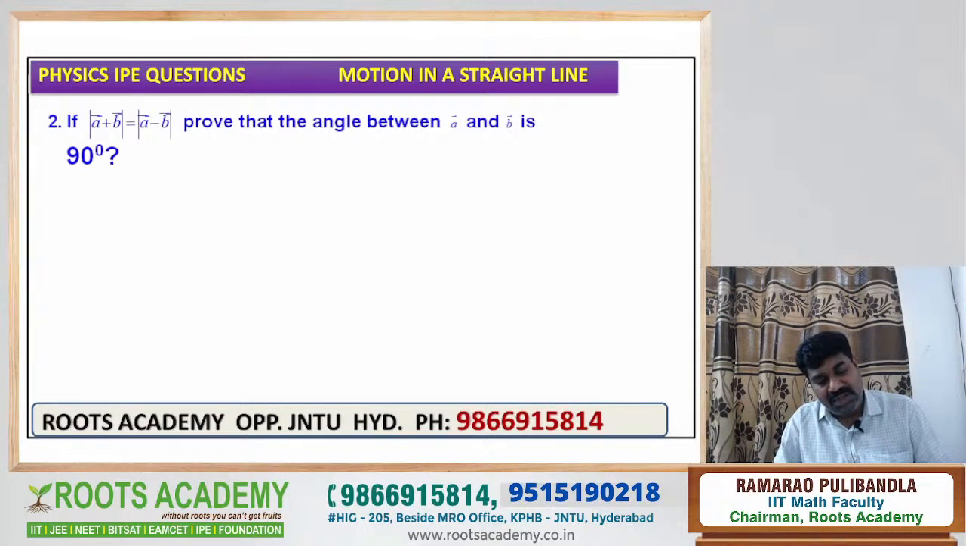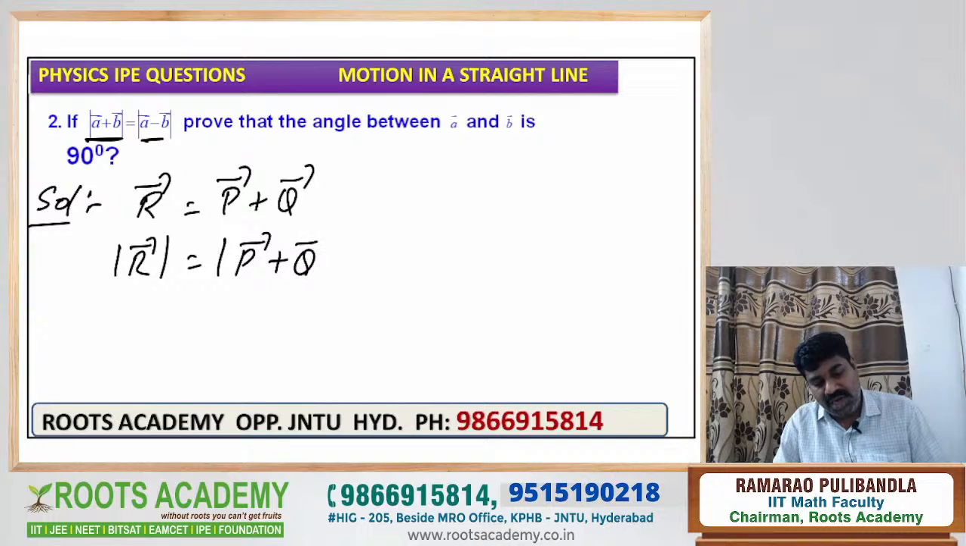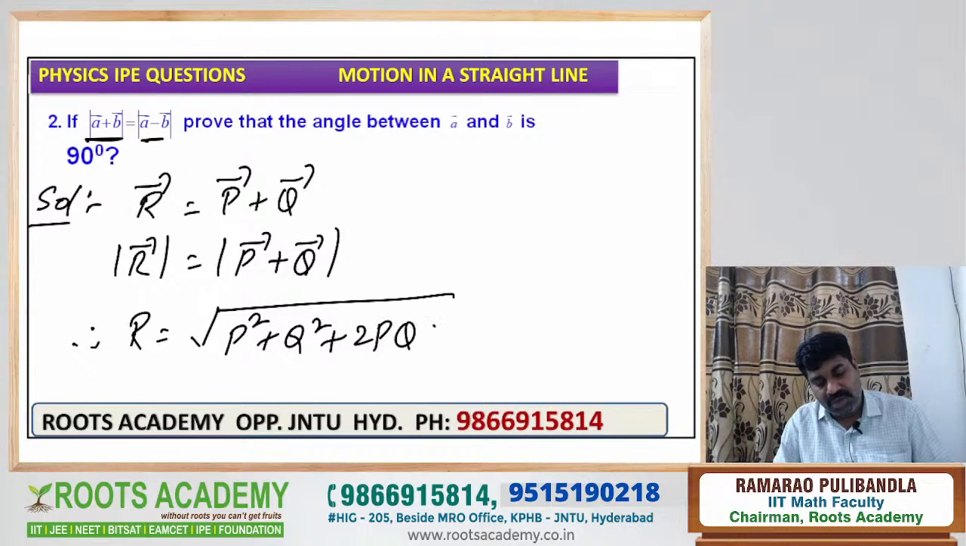R is equal to, what is the formula? The resultant vector R bar is nothing but the sum P bar plus Q bar. The magnitude of R bar is the magnitude of P bar plus Q bar. Therefore, the resultant R is equal to the square root of P square plus Q square plus 2PQ cos theta.